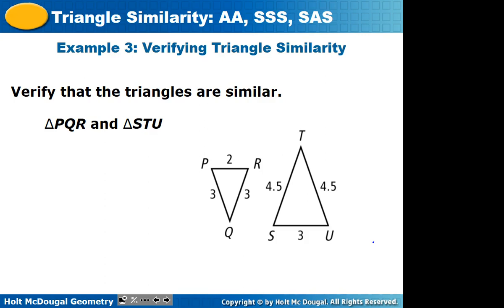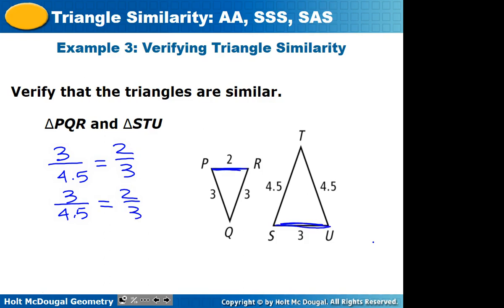I notice that both PQR and STU have a pair of sides that are congruent. So I'm going to put the sides that are congruent, 3 over 4.5, and that actually reduces to 2/3. You can put this in your calculator, 3 divided by 4.5, and then push math, enter 1, and it'll give you that reduced fraction. The other side is the same, 3 over 4.5. That also produces 2/3. And then I have my third side here, the 2 over the 3. Again, we can see that that produces the same ratio.